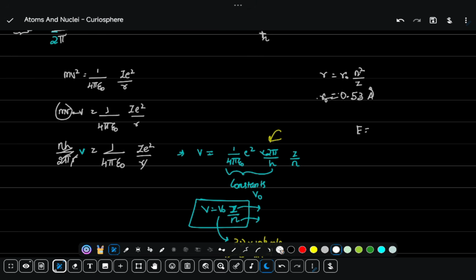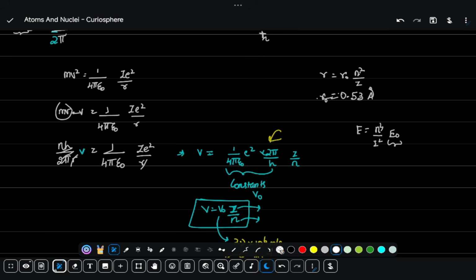E, you will get after total initial energy equals total final energy, or loss in kinetic energy is equal to gain in potential energy. The total energy of the system is nothing but the kinetic energy of the electrons plus the potential energy between the nucleus and the electrons, that is the electrostatic potential energy. And you will find it to be n squared by z squared E naught.